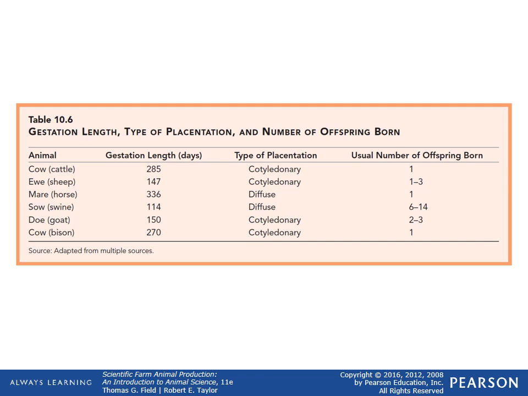Here's a simple table that your book provides that gives you gestation length in days, and also the type of placenta that's there and the number of offspring that are usually born. So it gives you a good frame of reference.